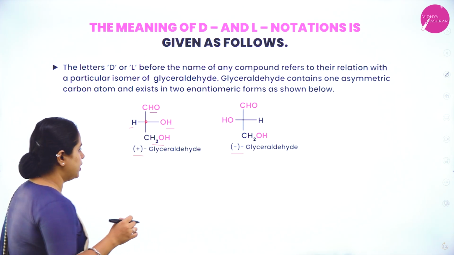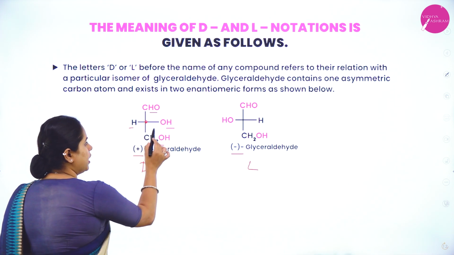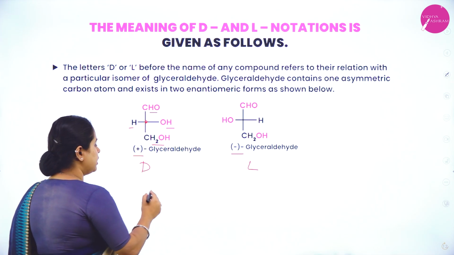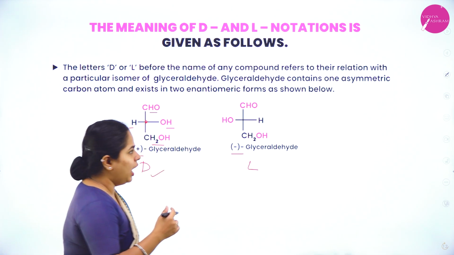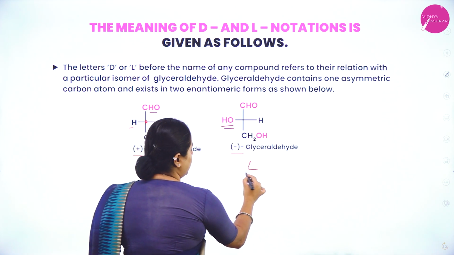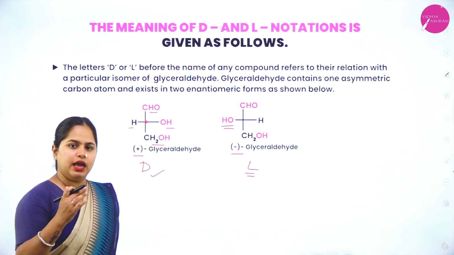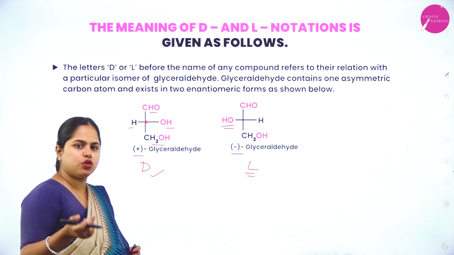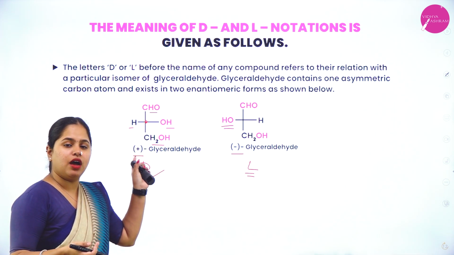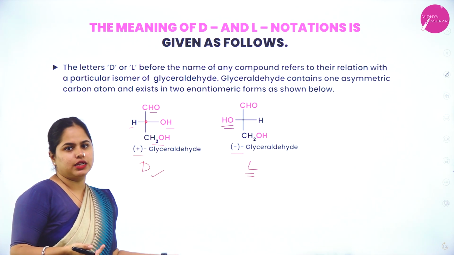Now, how can you tell whether it is D or L? As you can see, if the hydroxyl group is attached to the right of the carbon atom, then it is called the D form, and if the hydroxyl group is attached to the left side, it is called the L form. I hope it is clear. So don't get confused with D, L and plus minus. Plus stands for dextro, minus stands for levo. D stands for the carbon atom having the hydroxyl group towards the right. Then it is D, and if it's towards the left, it is L.